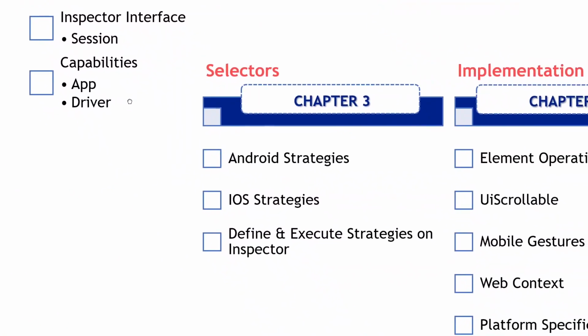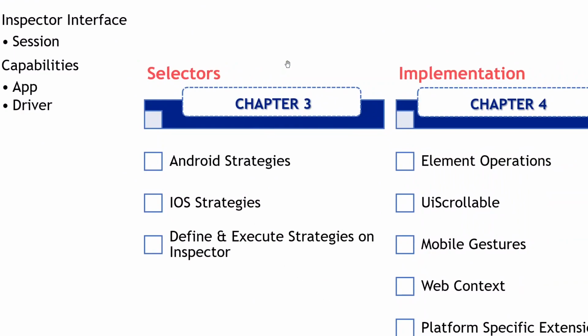Okay, so the next part is selectors. In this chapter 3, Android strategies, I'm going to cover in detail. For iOS strategies, currently I do not have any environment to give a demo on the iOS side. Definitely in future, if I have the flexibility, I'm going to cover the setup and subsequent implementation as well. For now, I'll just give an overview of the strategies that we are going to use on the iOS side.